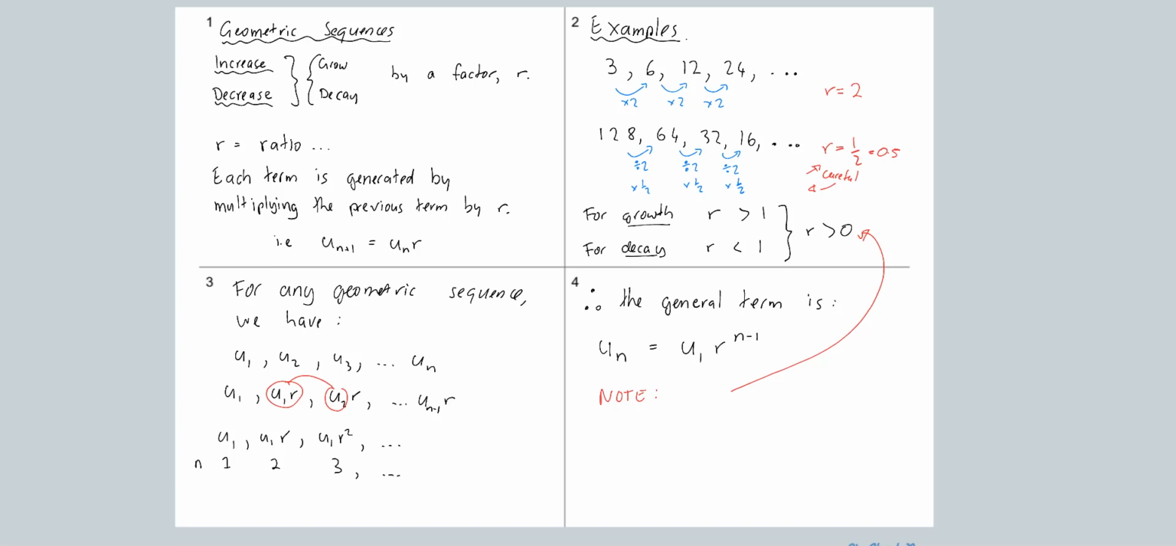There are some examples of geometric sequences there on slide 2. But now I need to correct the record a little bit. Not that there's anything wrong with what I've written there, but I don't know if you remember, I said to you that for growth, R has to be bigger than 1, and for decay, R has to be less than 1, and that in general, R has to be greater than 0. Do you remember me saying that?